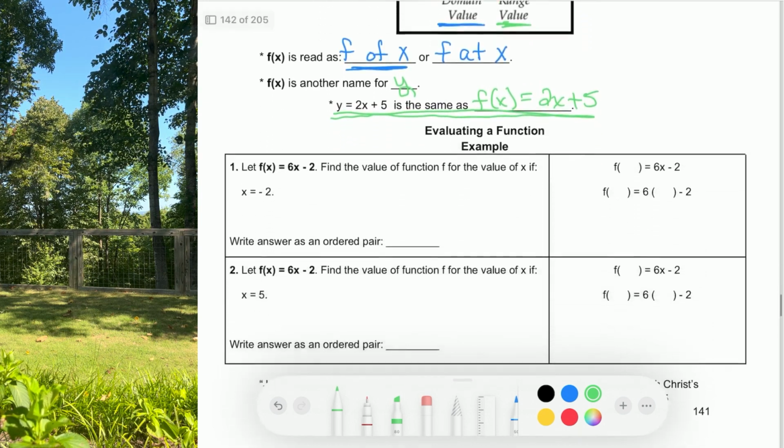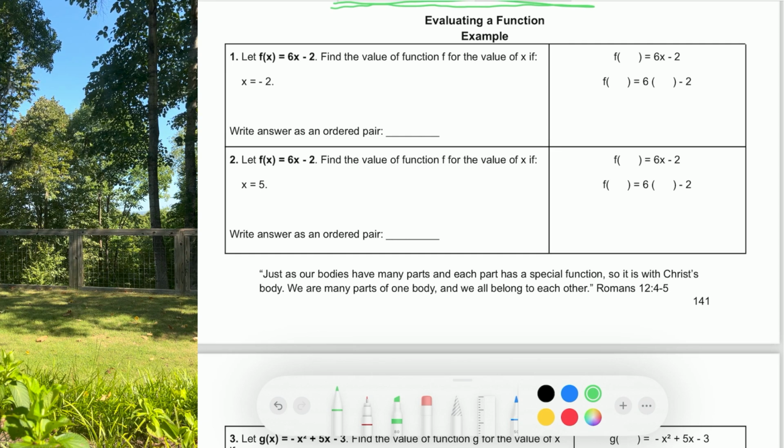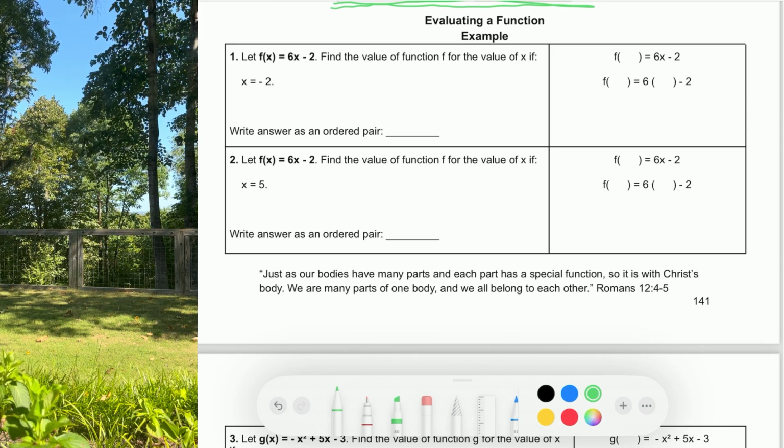All right, so let's talk about how we would evaluate a function. So number one says, let f of x equal 6x minus 2. Find the value of function f for the value of x, if x equals negative 2. And you're probably thinking, what in the world are they asking me to do? I don't understand any of this terminology. So let's go through what they're saying.